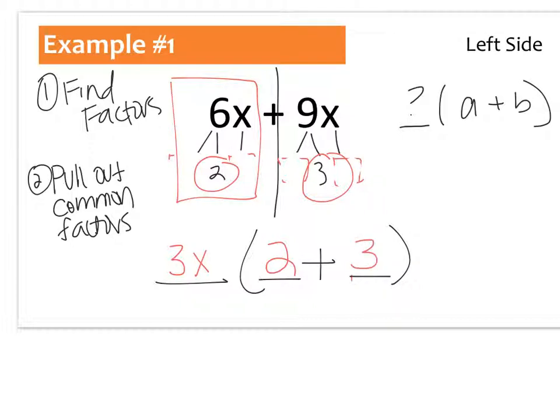Now, I only pulled out one 3. So this second one is going to be left here. I can't just pull out all the 3s and erase them. I only pull out one, okay? So when I rewrite this using the distributive property, it's going to be 3x times 2 plus 3. I pulled out the factors that they had in common. Let's go ahead and try another problem.